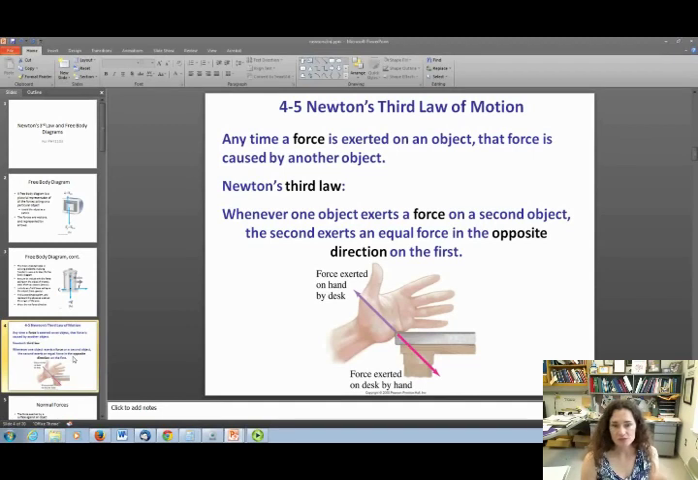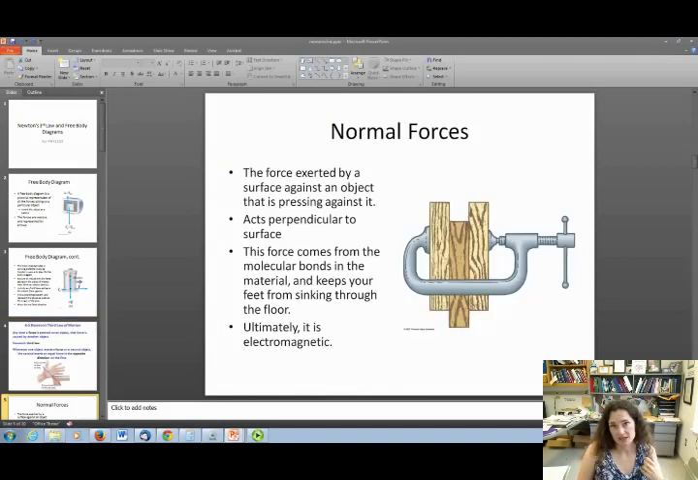In this picture, it shows a hand pushing down on a desk. If you take your hand and push down on a desk, you'll feel a force in your hand from the desk. If you push hard enough, it'll hurt. That's the desk pushing back on you. So you push on the desk, and the desk pushes on you. That's action-reaction. And in fact, it's the heart of something that we call the normal force.